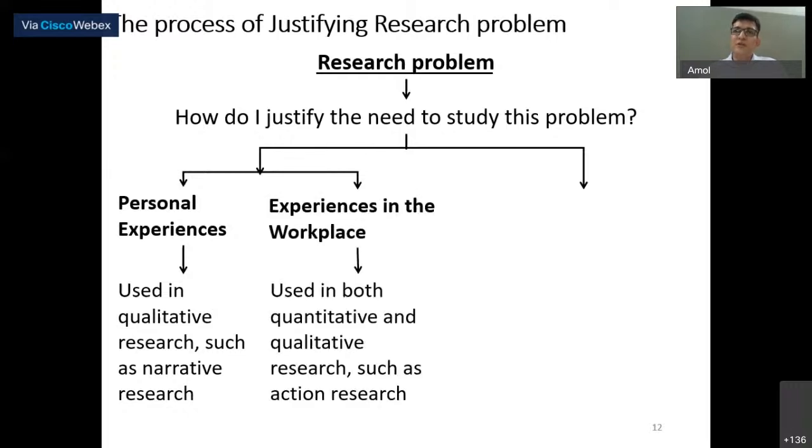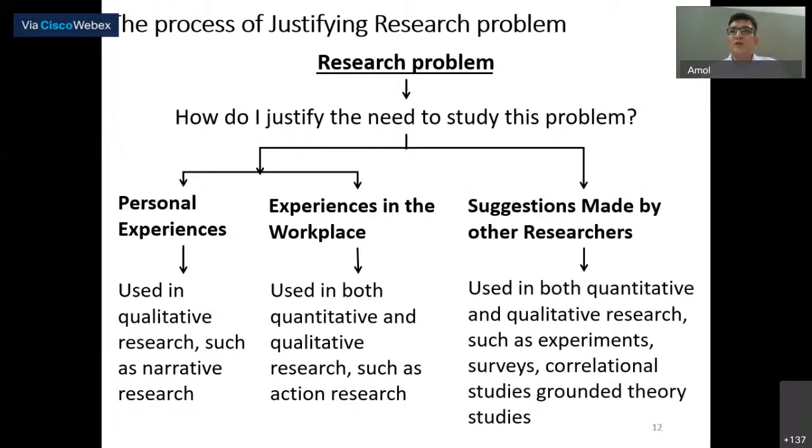You may also speak to your colleagues and check your experience with them, and then validate your understanding with them. But the third thing that we say is the suggestions made by other researchers in their published articles. They are the important source for you to define your research question. So we suggest you can consider the first and second option, but the third one is very important for you to bring a kind of validity to your understanding.